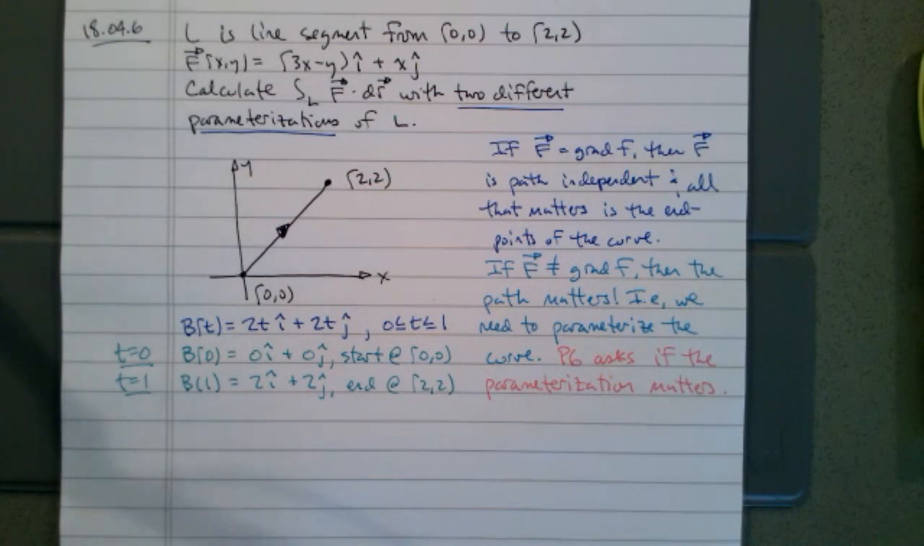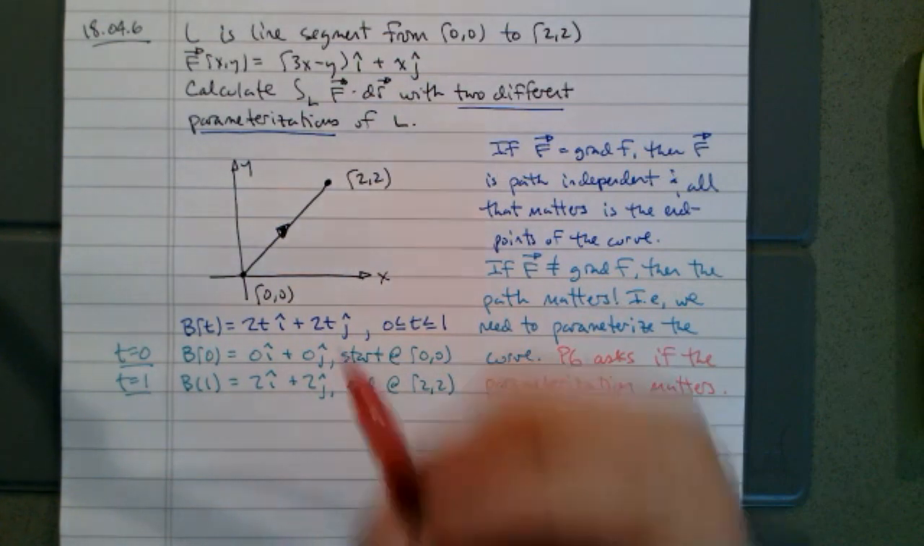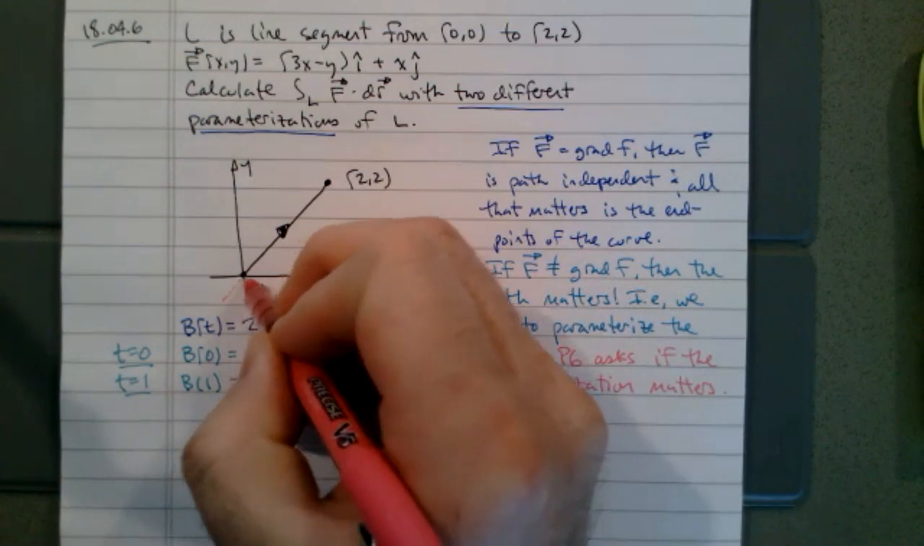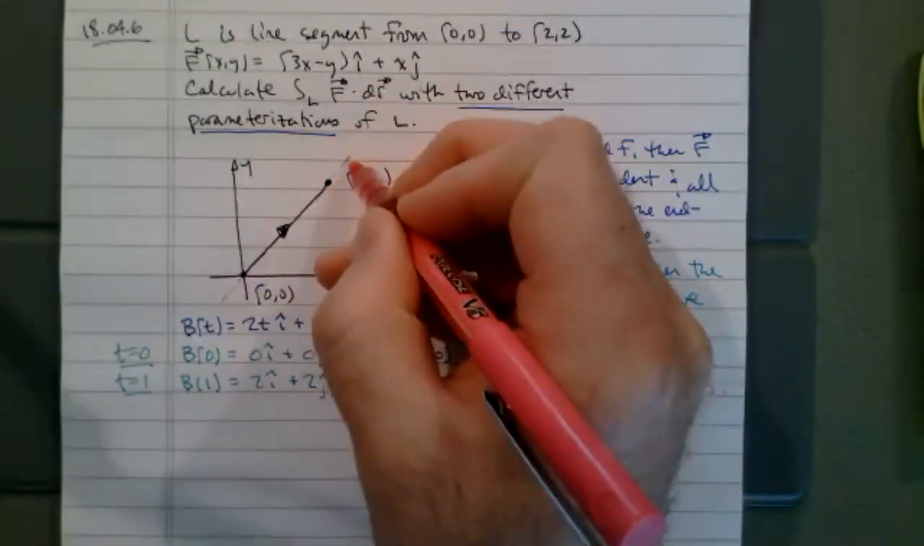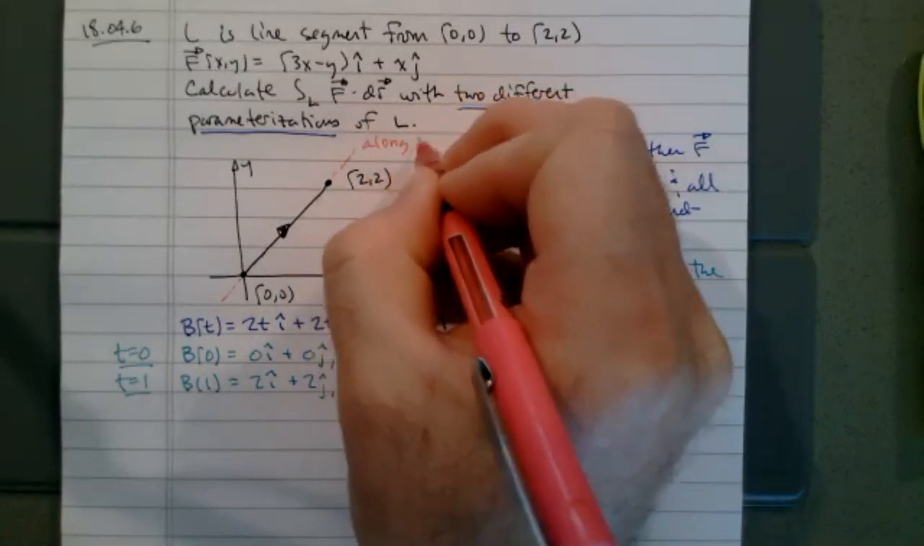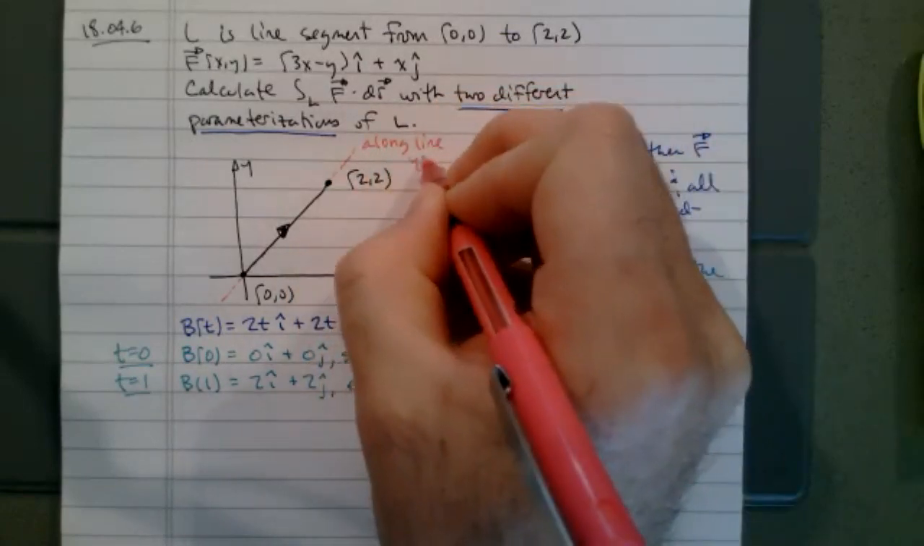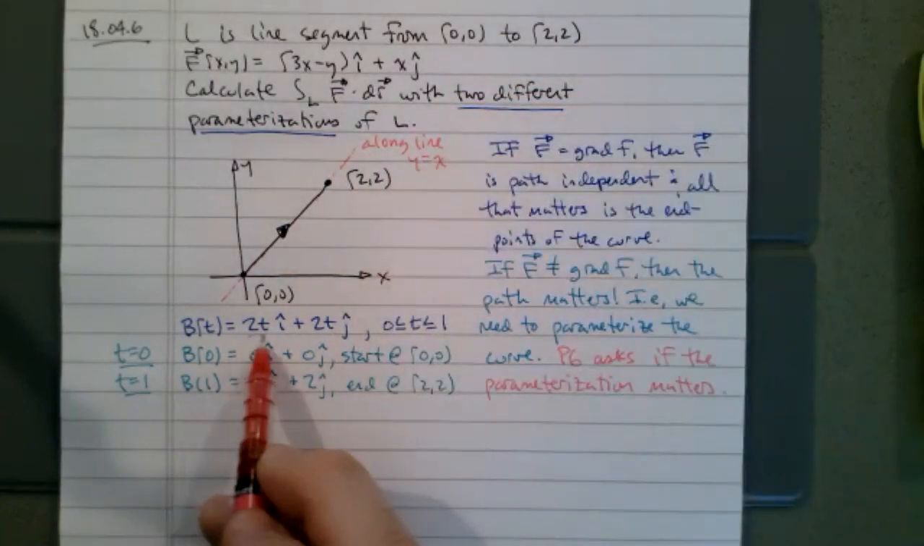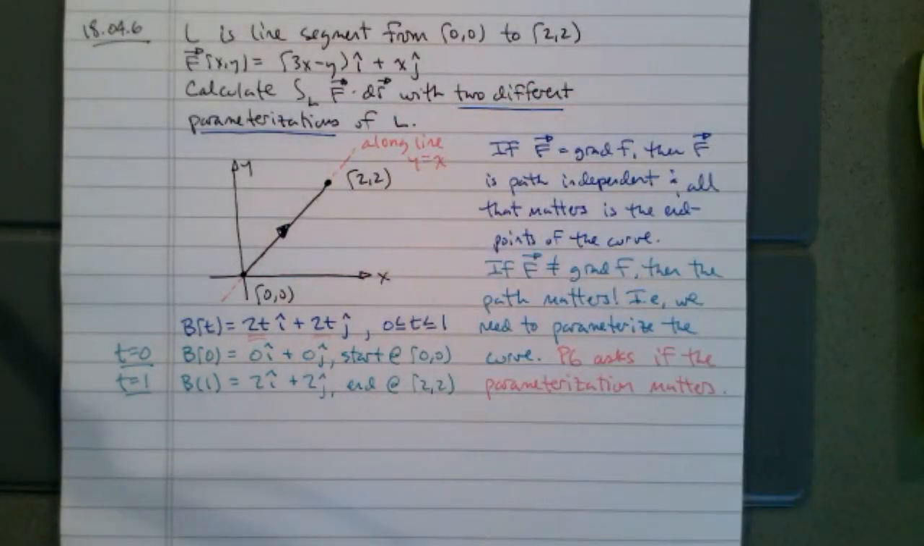All we're doing is looking at the line y = x. So all we really need out of our parameterization is that the x and y be the same. The defining characteristic of this line segment is that it's along the line y = x, so we should see x and y be equal. That's what we're looking for. Any questions?